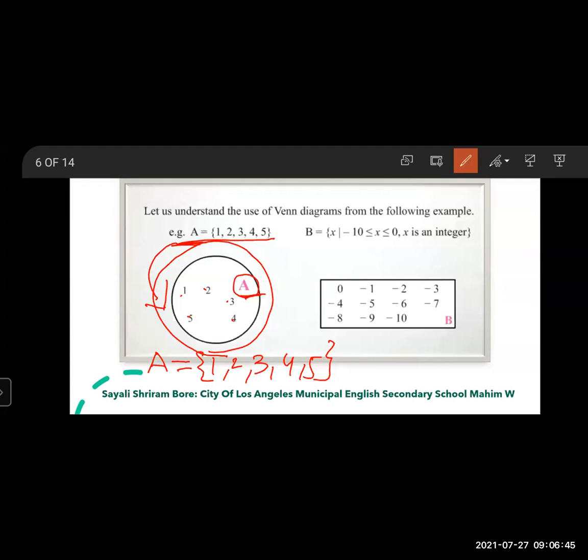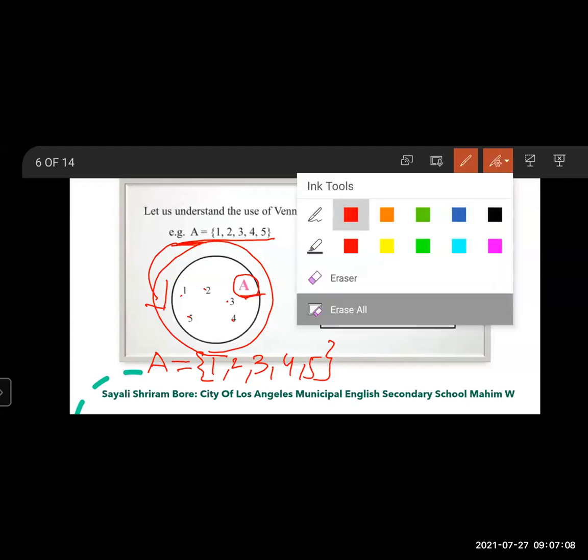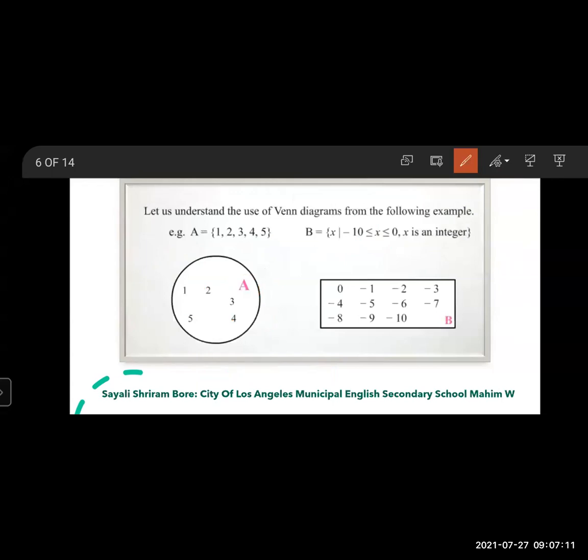Now let's see the rule method, which is another example. B is equal to x such that x belongs to where? Minus 10 to 0. And you can see the sign is less than or equal to. That means this minus 10 and 0 you have to include, that is, minus 10 is less than or equal to x less than or equal to 0.